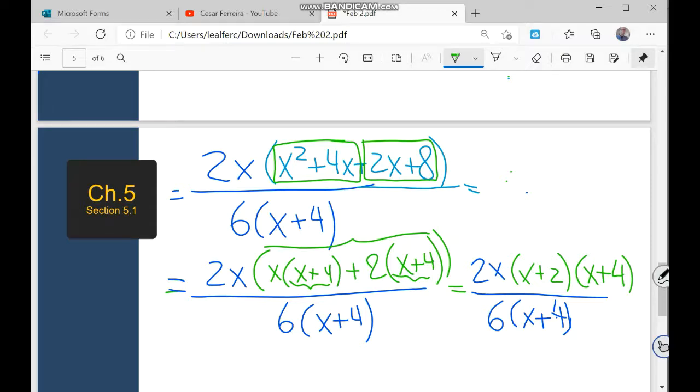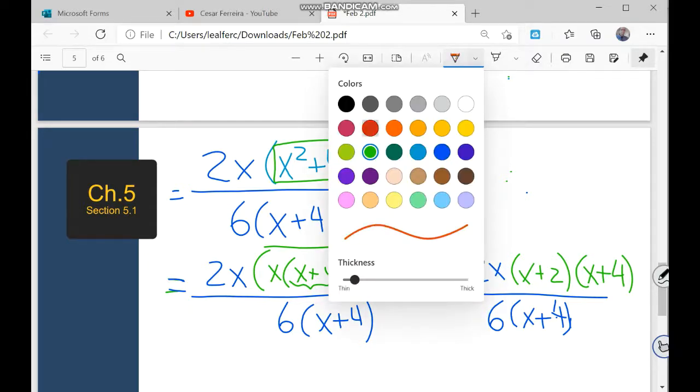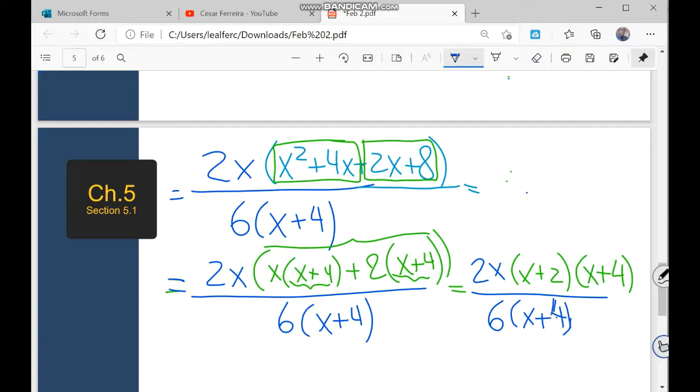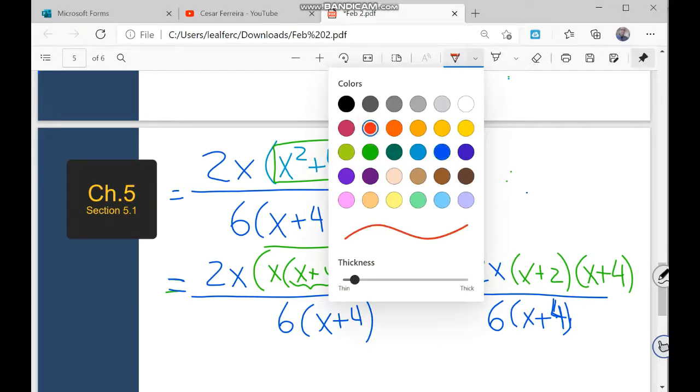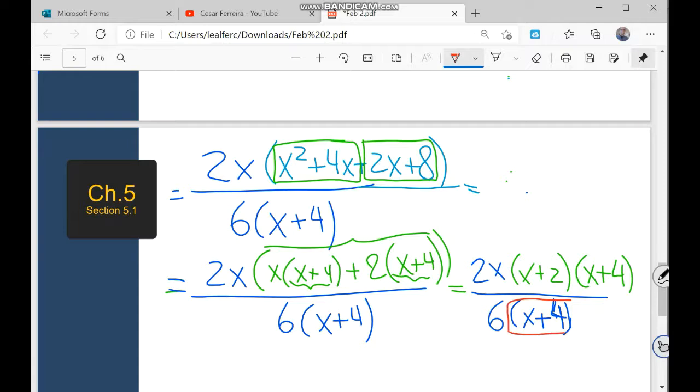Nice! Because we will have x plus 4 on the bottom, on the denominator, and x plus 4 on the top, here on the numerator. That means we can simplify. See? This is something we can simplify.